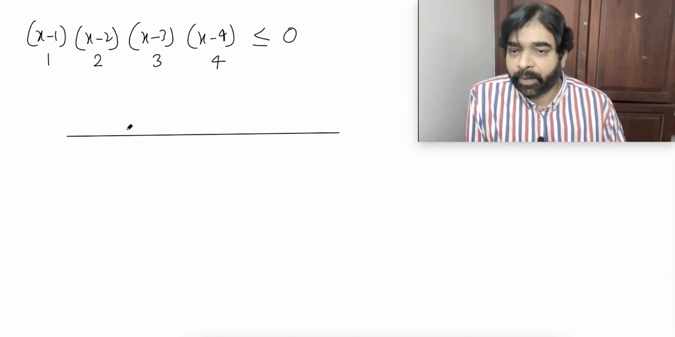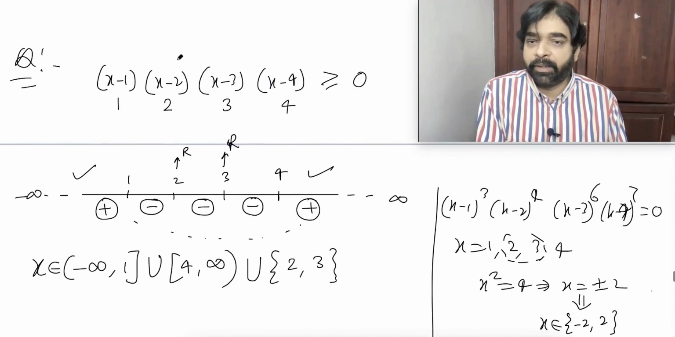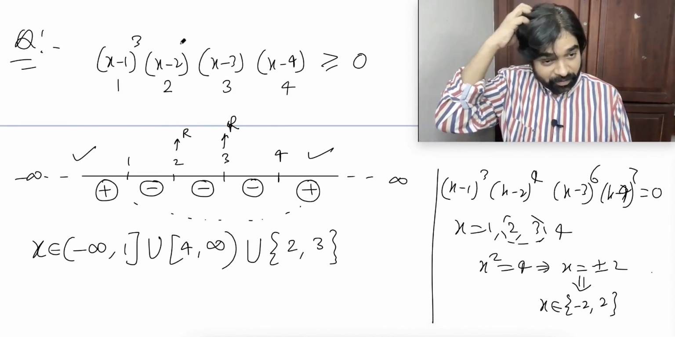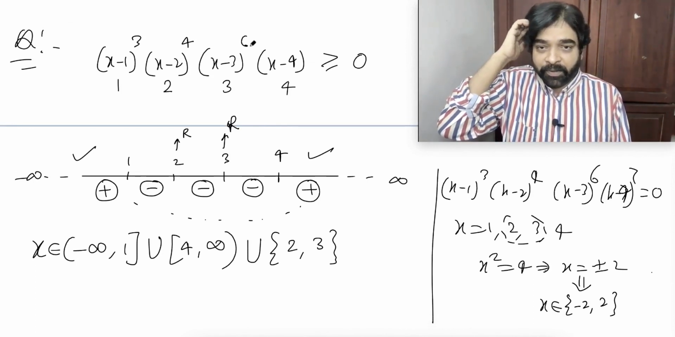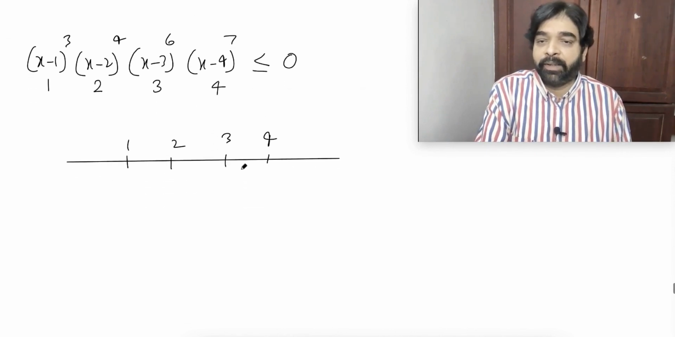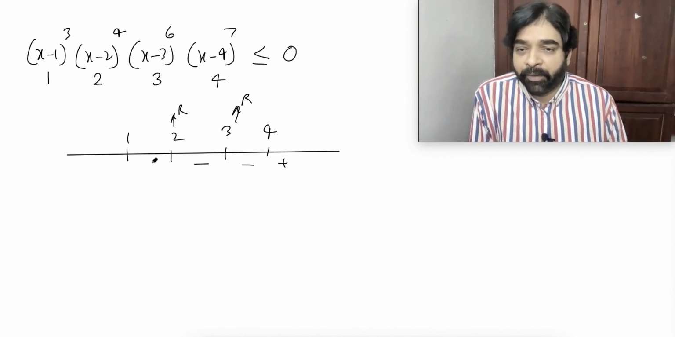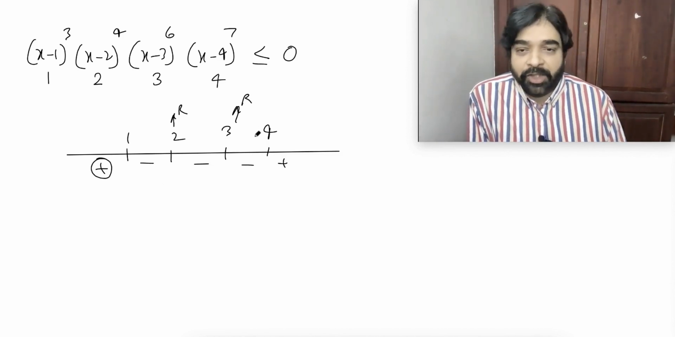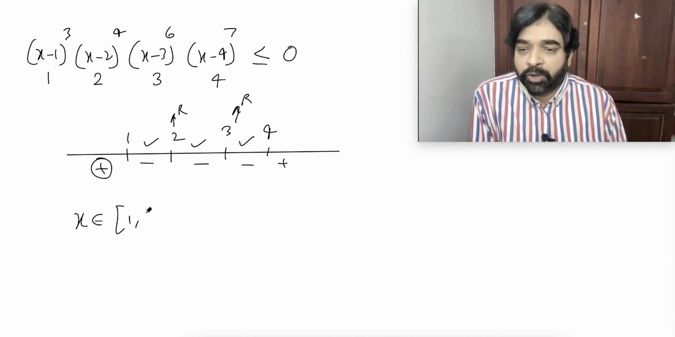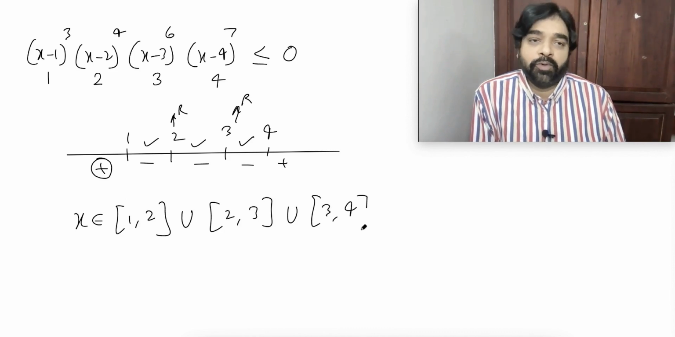Critical points: 1, 2, 3, 4. Which is repeated? Sorry, I copied wrong. It was 3, 4, 6, 7. Yes, correct, 3, 4, 6, 7. Now this is repeated, and this is also repeated. Positive, negative, negative, negative, positive. We want less than 0. So this time the answer is this one, this one, this one. So what will be the answer? X element of 1 closed to 2 closed, union 2 closed to 3 closed, union 3 closed to 4 closed.